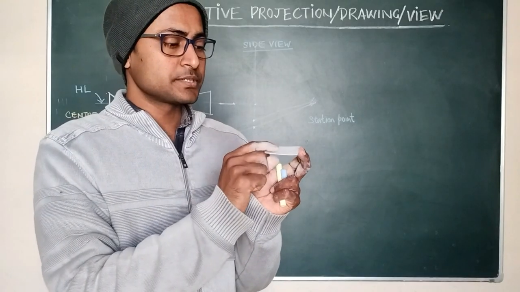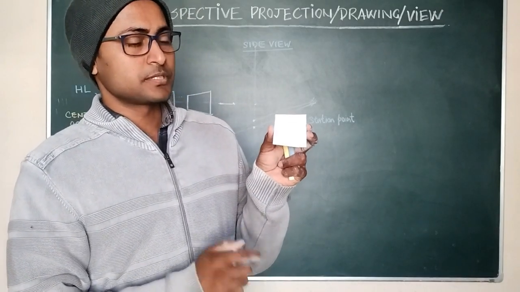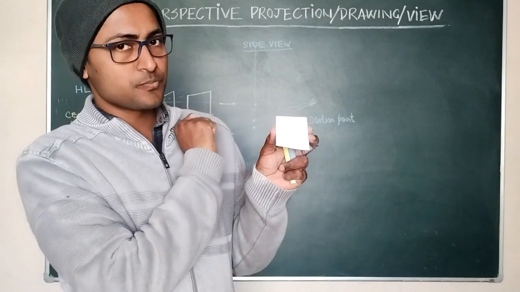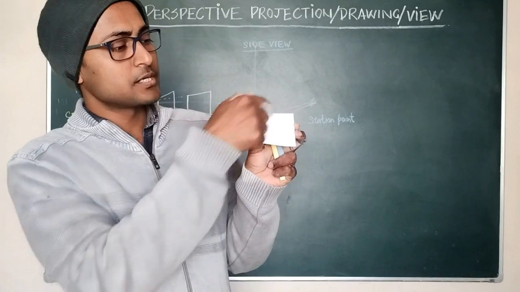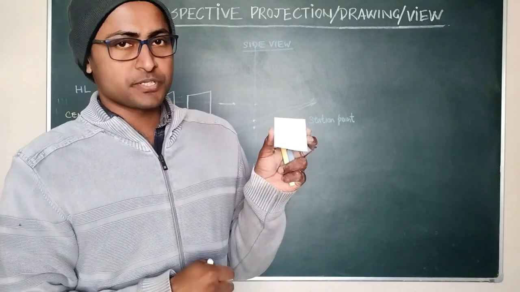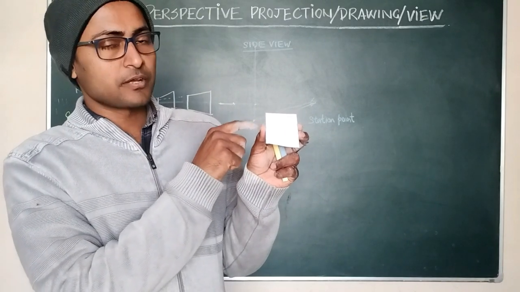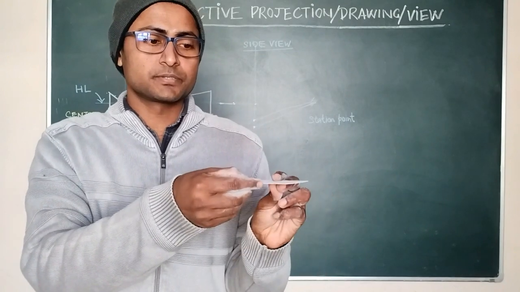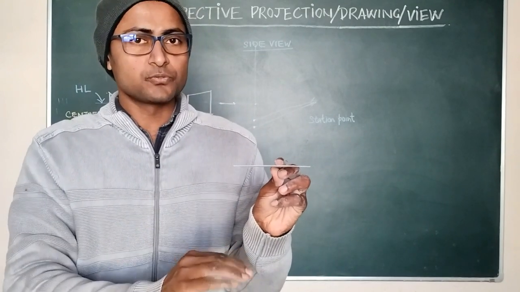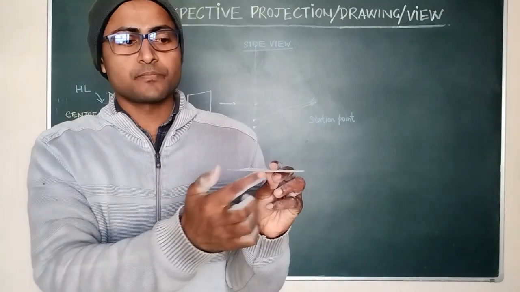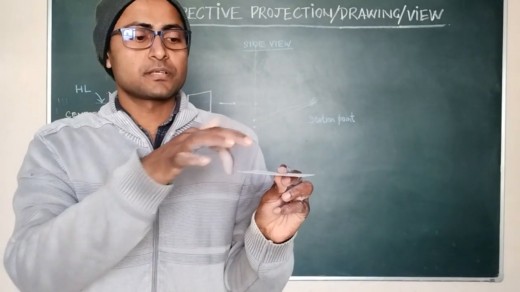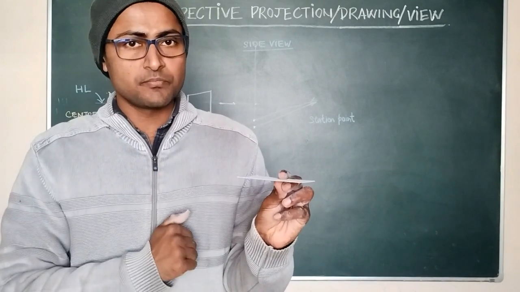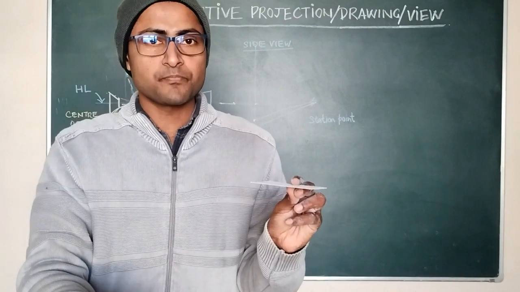So in the fourth case I am keeping the object like this. Now here this line is parallel to the picture plane, this line is also parallel to the picture plane. Now these lines are no more perpendicular to the picture plane. These lines are making some angle with the horizontal plane. Now if I put the object like this, the surface is parallel to the horizontal plane but these lines are neither parallel to the picture plane nor perpendicular to the picture plane. So that we will discuss later.